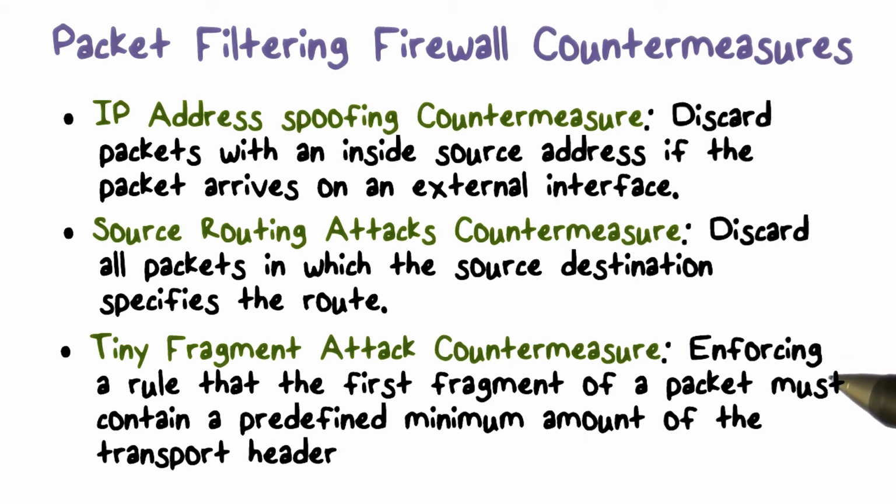Typically, a packet filter will make a filtering decision based on the first fragment of a packet. The attacker here hopes that the filtering firewall examines only the first fragment and that the remaining fragments are passed through. This attack can be defeated by enforcing that the first fragment of a packet must contain a predefined minimum amount of transport header information. If the first fragment is rejected, then all the subsequent fragments should also be rejected.